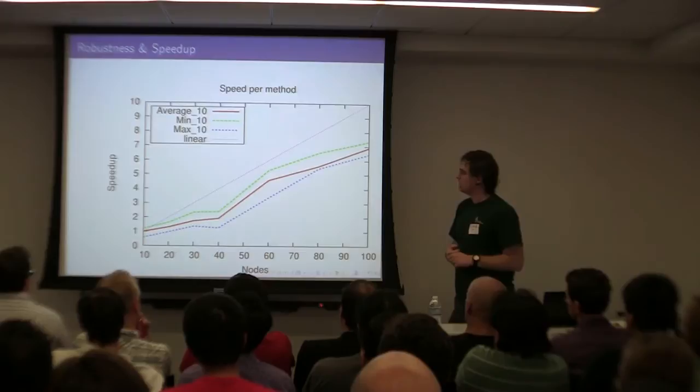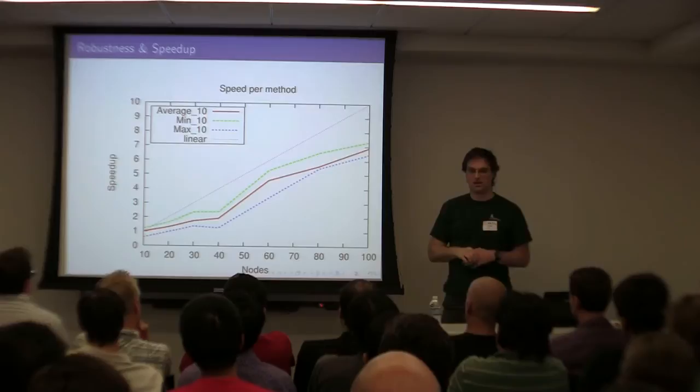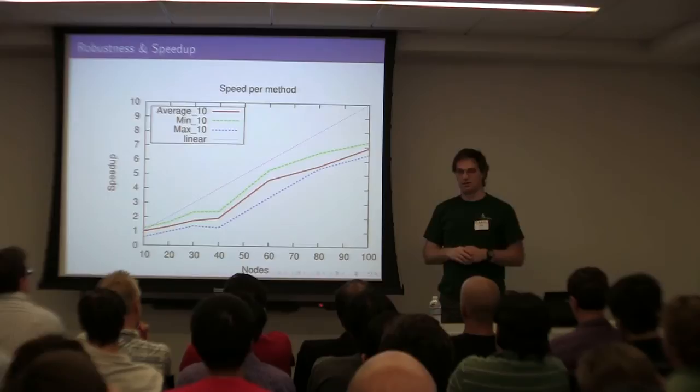So the execution time is reasonably reliable, not perfectly. And the average speedup is not quite linear, but pretty near linear. And most importantly, there are zero failures. And so every one of these jobs finished.